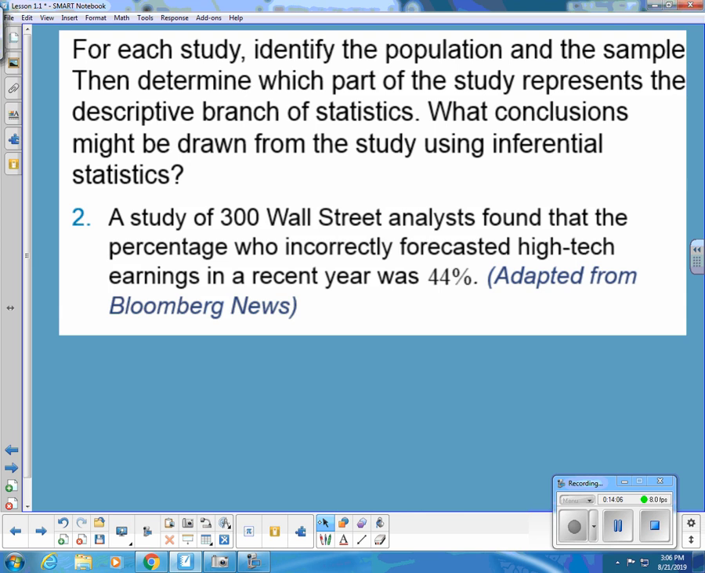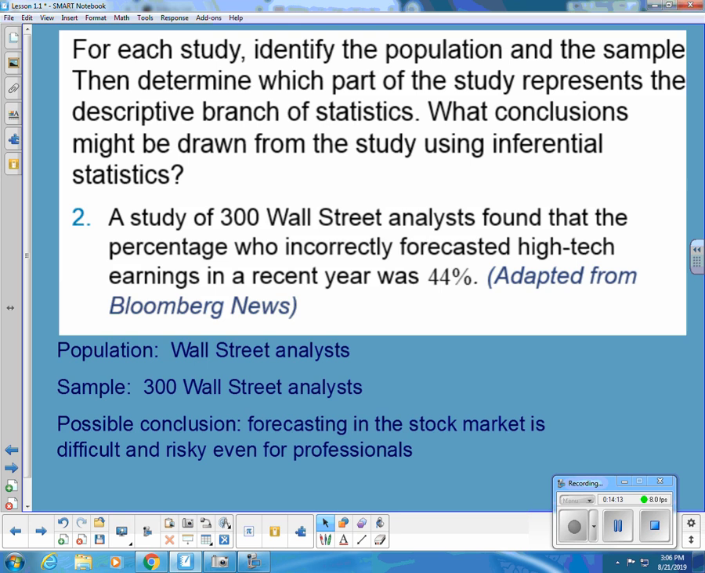So what conclusion can you draw from that? Sometimes they're kind of hard to draw the conclusions. The one we draw here is that forecasting in the stock market is difficult and risky even for professionals. So almost half of them got it wrong. Almost half, right? Forecasted incorrectly, just like the weatherman. Half the time they're wrong. So the descriptive part there is 44% incorrectly forecasted high-tech earnings. The conclusion we can say is it's hard to forecast the stock market.